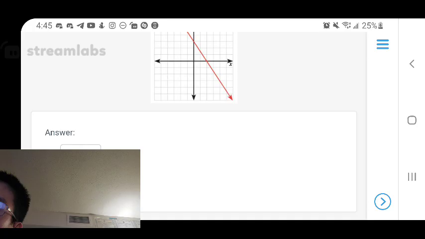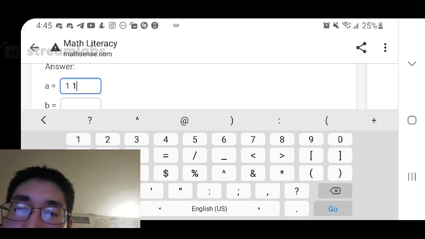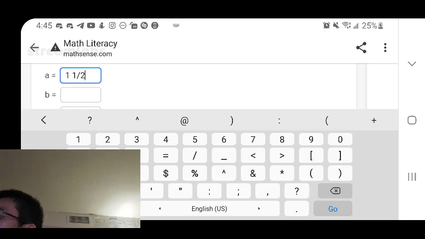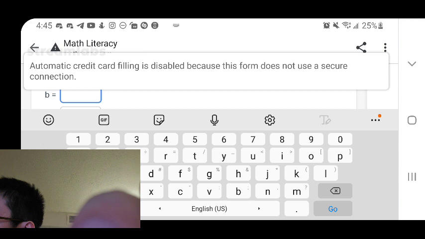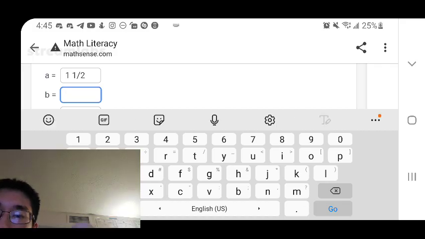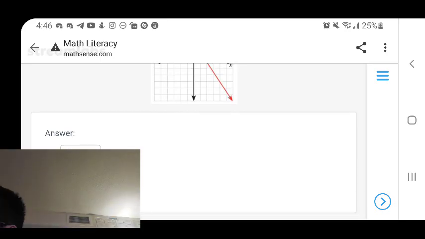Why is that? I'm gonna put 1 and 1/2. That's my first guess here, because 3/2, 1 and 1/2. B is 1. C is 3. I plugged in an extra point and it worked.